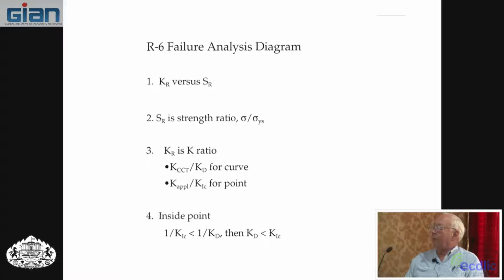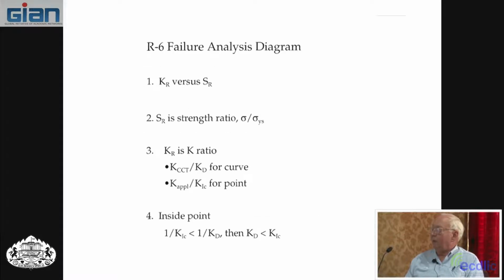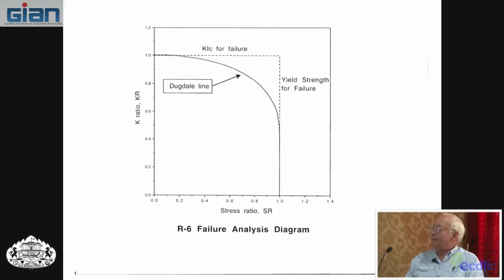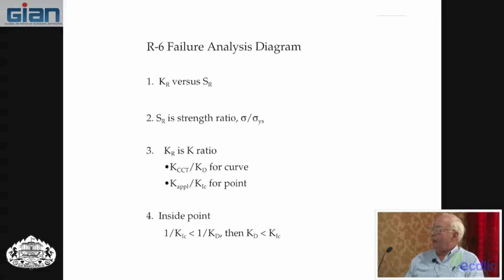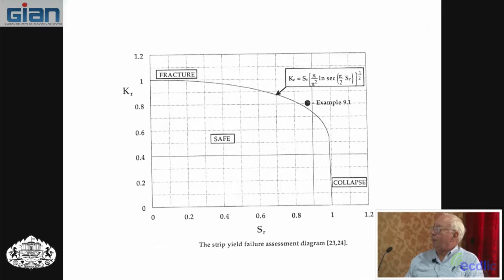So the K Dugdale is this equation, and it's like a regular K, only it's modified for yielding. So here would be an example. When you divide the K for center crack by K Dugdale, you come up with this equation. So in order to apply this and do a K ratio, you have to use that equation. I'm going to use that a little bit later when I play with some examples.